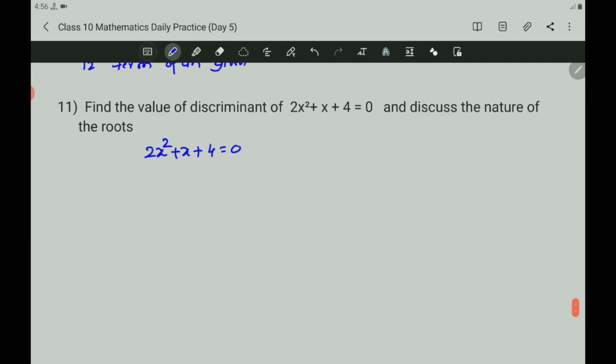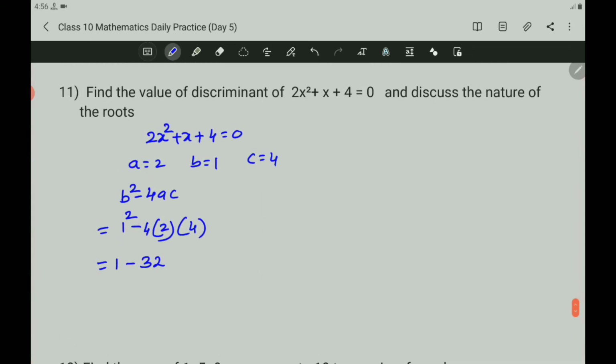Then you write the values of a, b and c. a equals 2, b equals 1, c equals 4 you write. Here a is 2, b is 1, the coefficient of x, and c the constant. And you write b square minus 4ac. So b is 1, b square means 1 square, minus 4, in the place of a you write 2, into c. Then you got 1 square is 1 minus 4 2s are 8, 8 4s are 32.